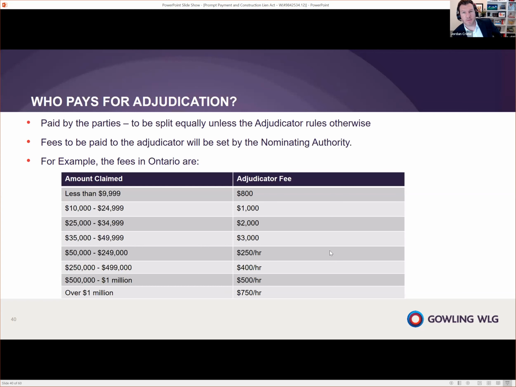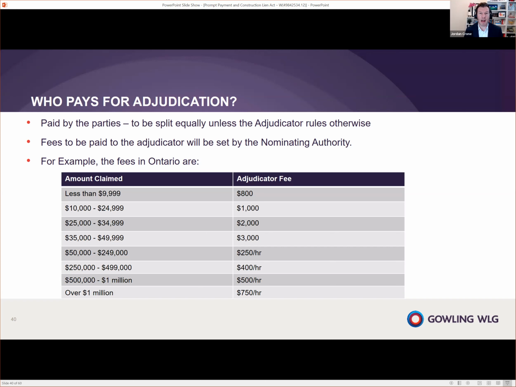Yeah, so with the fee rates, as Carrie's talked about, we'll jump off from there. One of the questions in the slides that we've added to this presentation is, who pays for the adjudication? And the answer is it's paid by the parties, and they're going to split it equally unless the adjudicator is ruling otherwise. So the fees are going to be set by the nominating authority. We don't know them yet in Alberta because there are no nominating authorities, but I wanted to give everyone an example. These are what the fees in Ontario currently are.